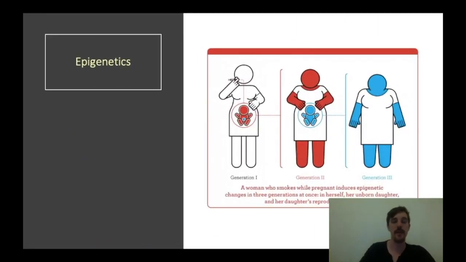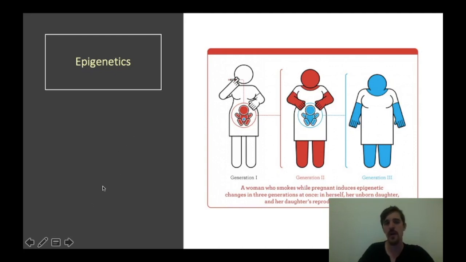Then you have epigenetics. You can see there's a picture here where you have generation 1. There's a woman, she's pregnant, and she is smoking. A woman who smokes whilst pregnant induces epigenetic changes in 3 generations at once. So you've got her unborn daughter here, and then the daughter's reproductive cells. You can probably just see them there, that little blue circle. So that could affect then generation 2 and generation 3.